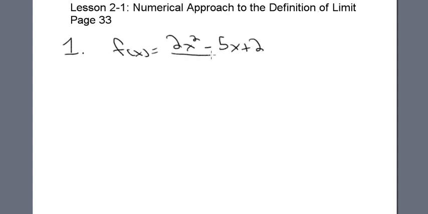Now this section is pretty short since limit should be a review, so it just basically jumps straight into some exercise problems. So we're going to go ahead and take a look at problem number 1 right there on page 33. Now problem number 1 first gives us the function. We have f of x equals 2x squared minus 5x plus 2 all over x minus 2.